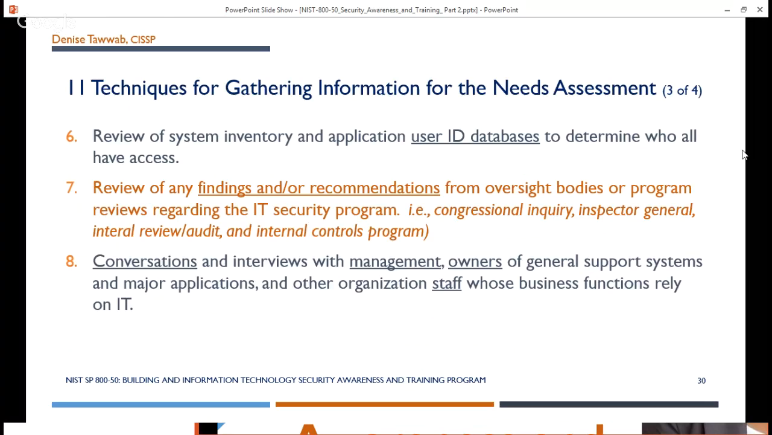Six, you can do a review of system inventory and application user ID databases to determine who has access. Seven, you can look at any findings and or recommendations from oversight bodies or program reviews regarding the IT security program. That could include congressional inquiries, inspector generals, internal reviews and audits, and internal controls program. Eight, conversations and interviews with management, owners of general support systems and major applications, and other IT staff whose business functions rely on IT.